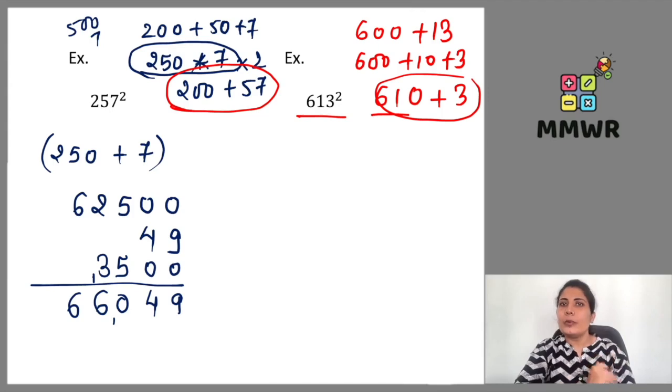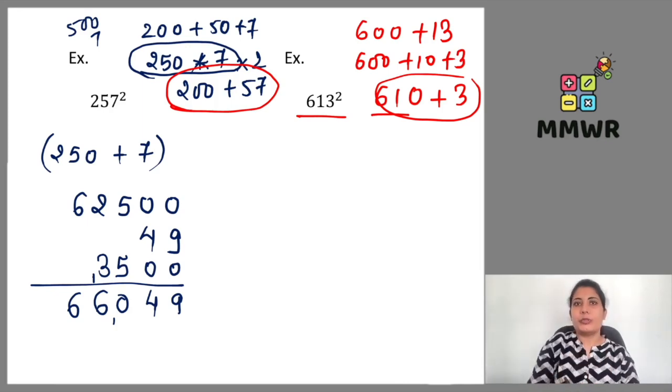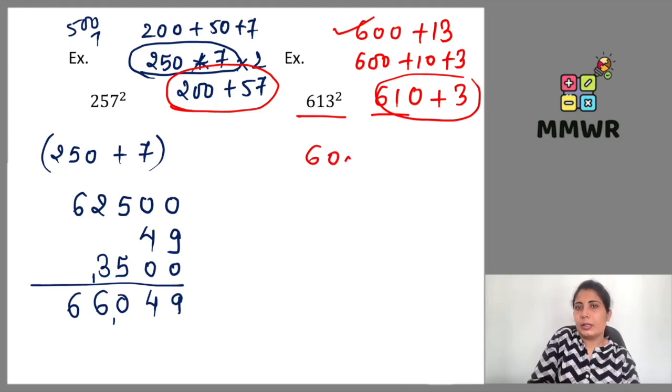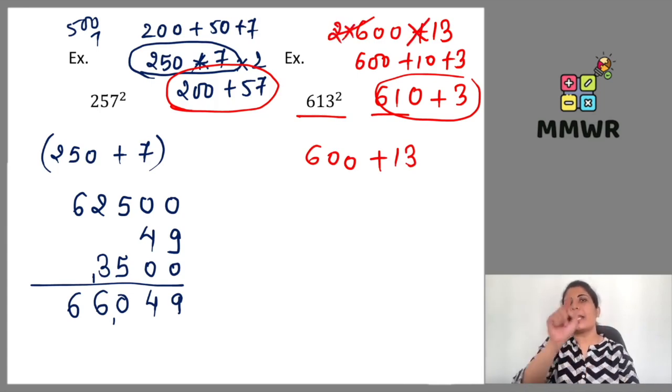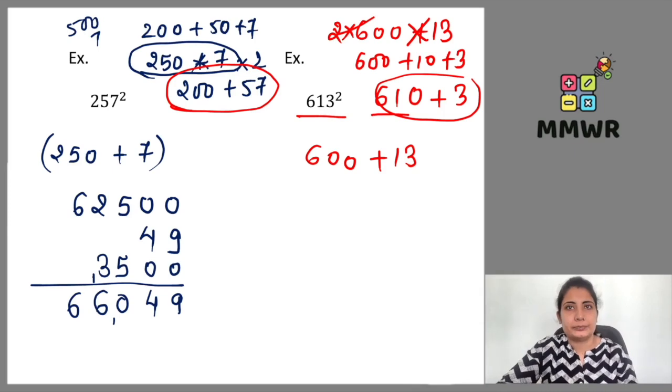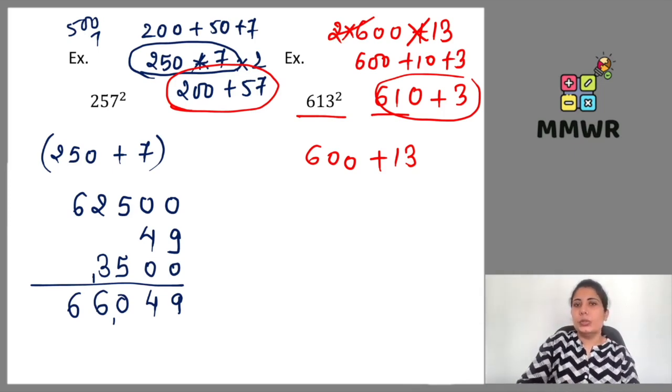So why don't we go for the same column method? If we are taking the help of this 610 plus 3, breaking up the number this way, then this case will also be again very time taking. So we have to choose the breaking in the smartest way. So which one will be the smarter breaking? This one, 600 plus 13, because here we simply have to multiply it by 2 only. 2 multiply 600 multiply 13. Okay, so let's do that.